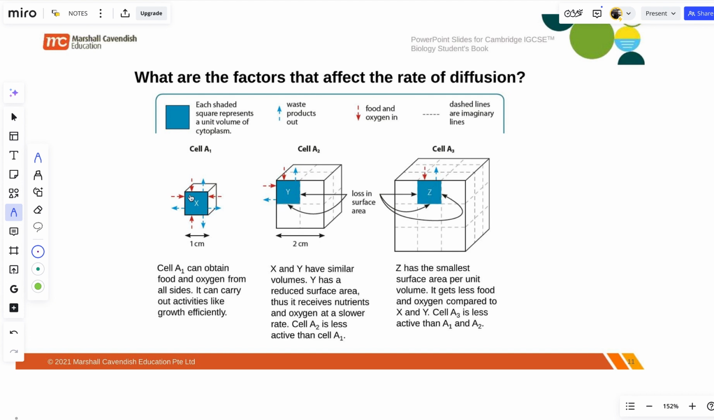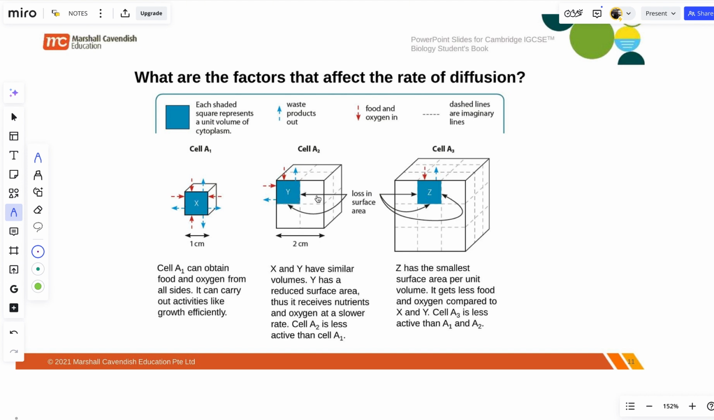Z against Y against X. Z is just 1 out of 9. There are 9 faces. Remember this one, there were 4 faces. This is just 1 out of 9 on this big face, surface area. We divide this surface area into 9 to be equivalent to X. Z has the smallest surface area per unit volume, so it obviously gets the least food and least oxygen when you compare it to X and Y.